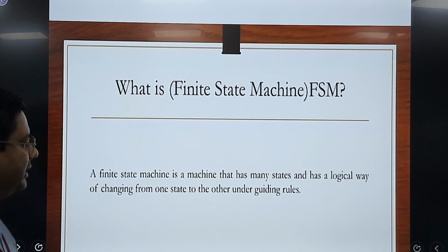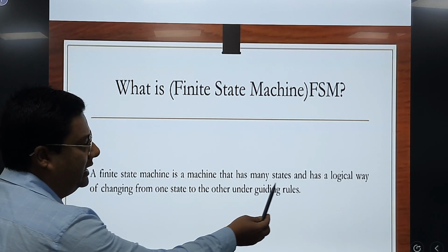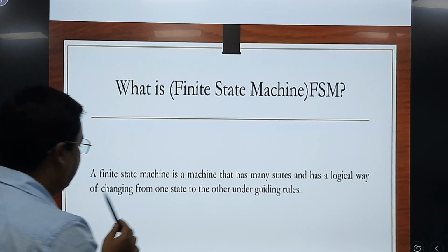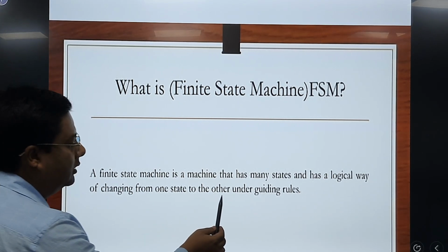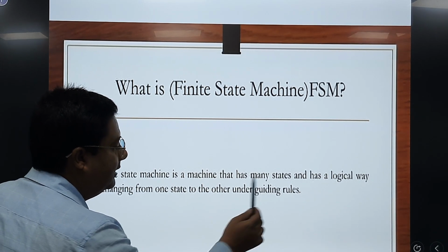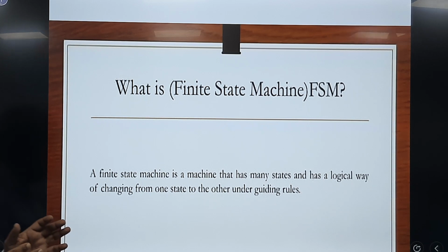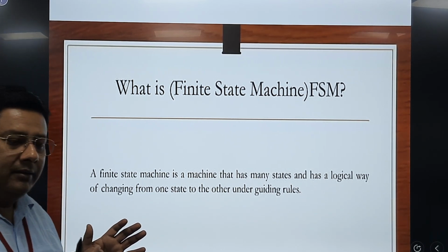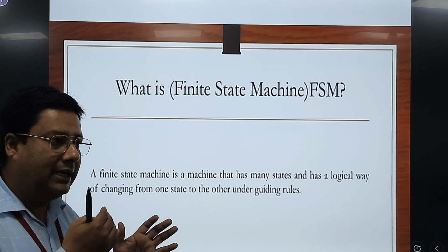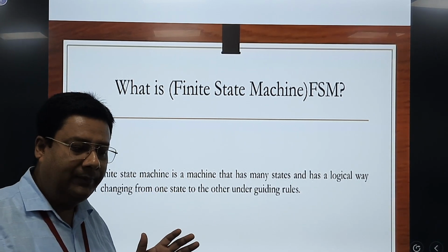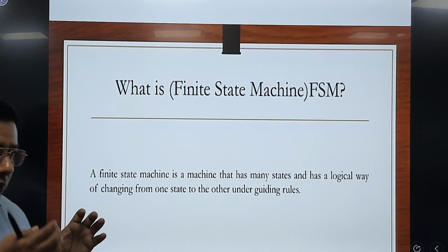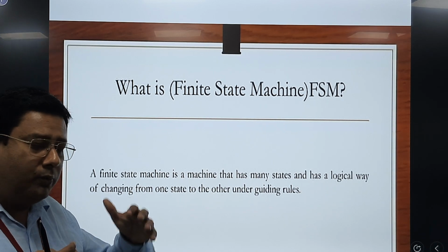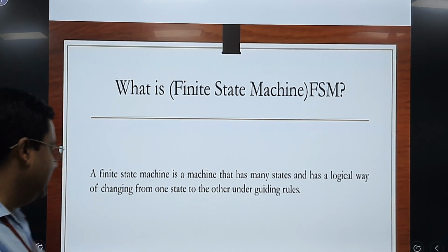A finite state machine is a machine that has many states and has a logical way of changing from one state to another under guiding rules. It means that we are changing from one state to another state using some rules. Without any rules, we cannot move from one state to another. At least we have some rules to show the movement from one state to another.